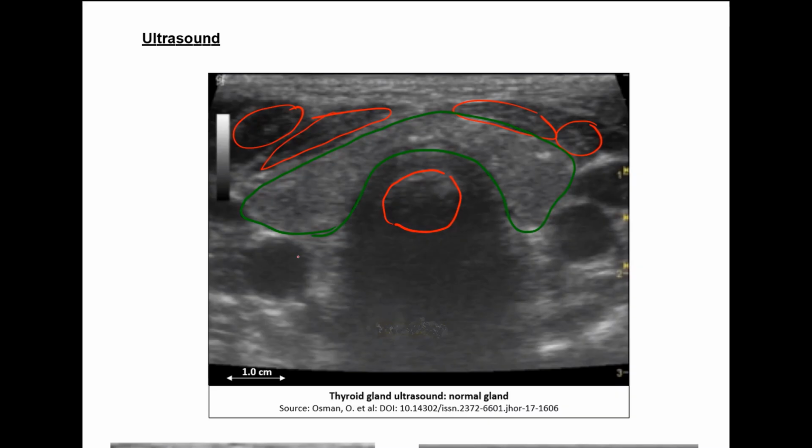This is going to be here, which is going to be our common carotid. And then the other vascular structure that we're going to see is going to be the internal jugular vein. Sometimes you can get it far enough back that you can actually see the esophagus here. So there's your basic gross anatomy of ultrasound.